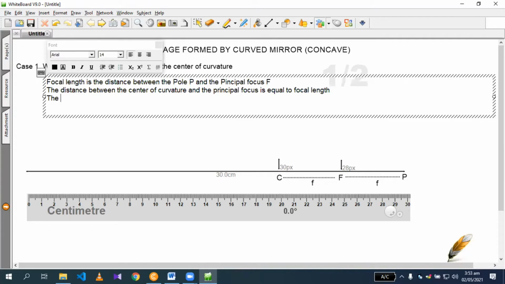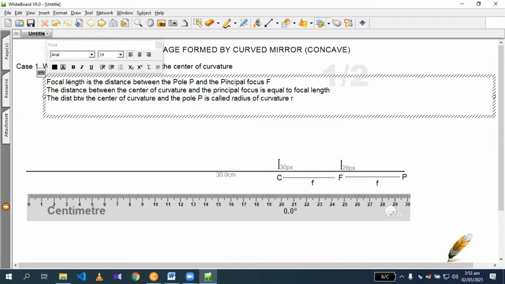So the distance between the center of curvature and the pole P is called radius of curvature. We call this radius of curvature. Now, radius of curvature R.